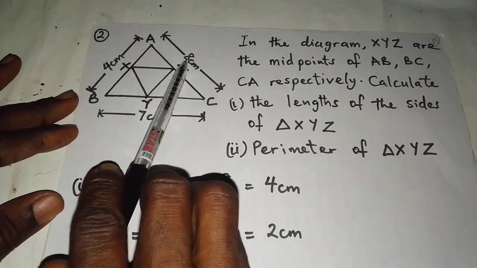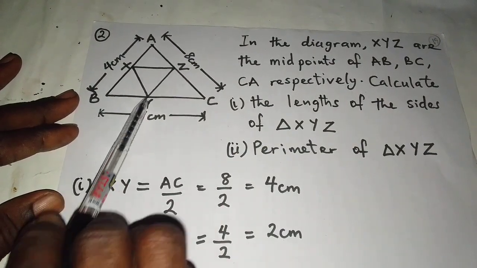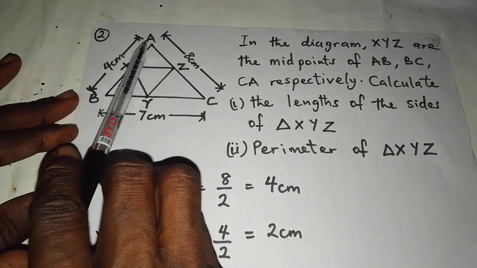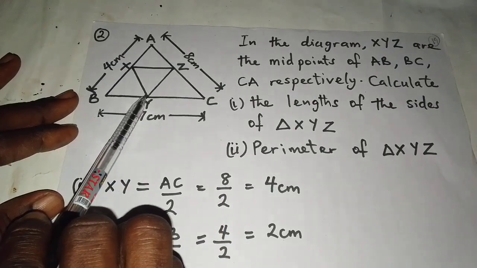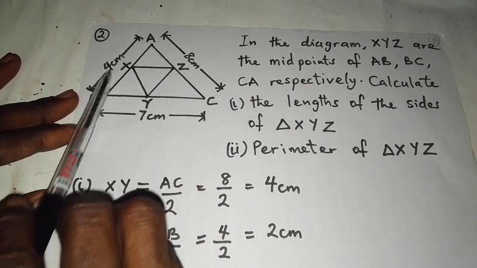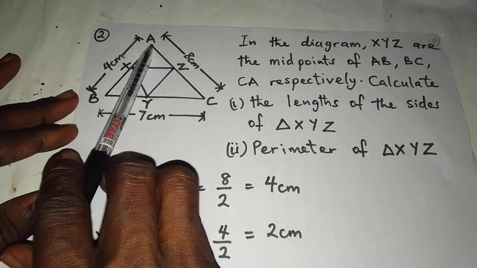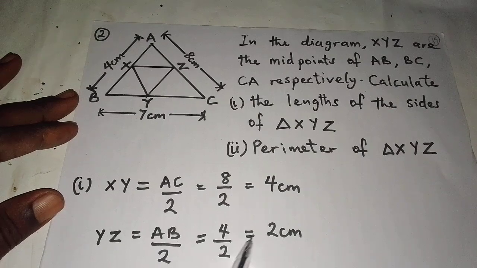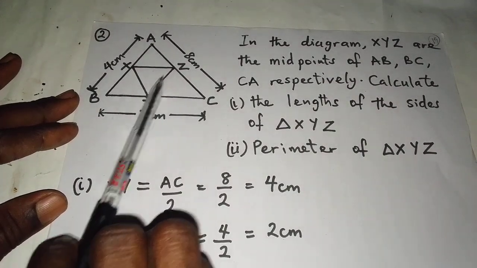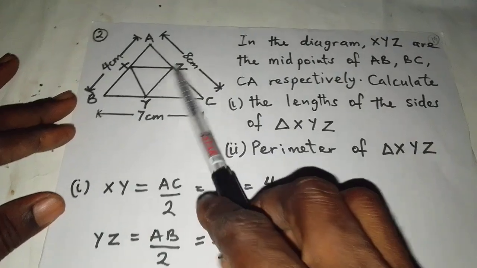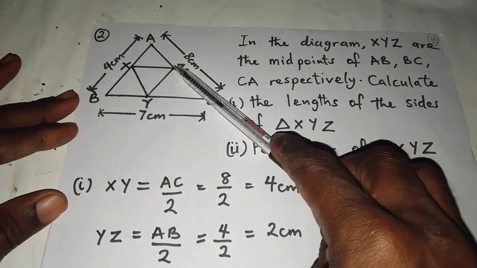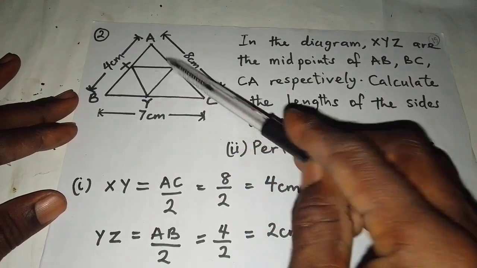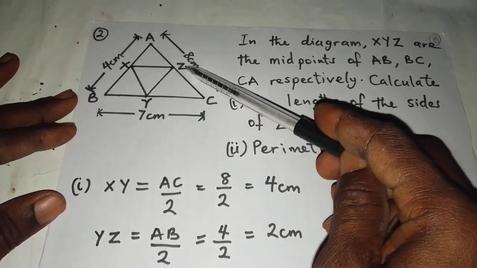Likewise, for YZ, the length of this side: this line and this line are parallel, since this point and this point are the midpoints, and this line will be half the length of this side. AB is 4 centimeters. You divide it by 2 to get YZ. So 4 centimeters divided by 2 gives us YZ, which is 2 centimeters.